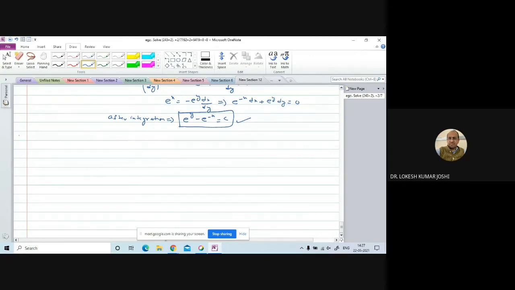Okay. Now I have one more example for you. Find a particular member of the orthogonal trajectory of x square plus c y square equals 1 passing through the point (2, 1). It means in this case we have to find a particular member.